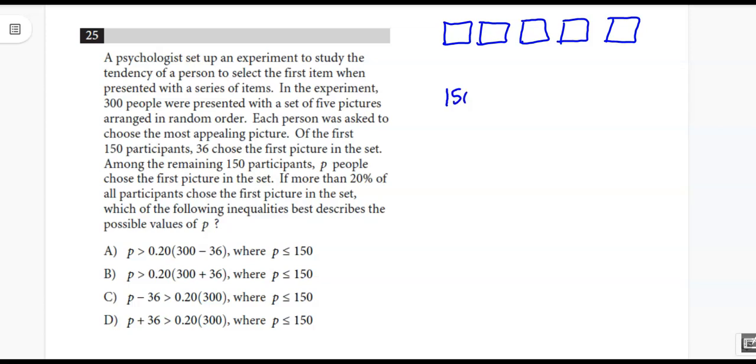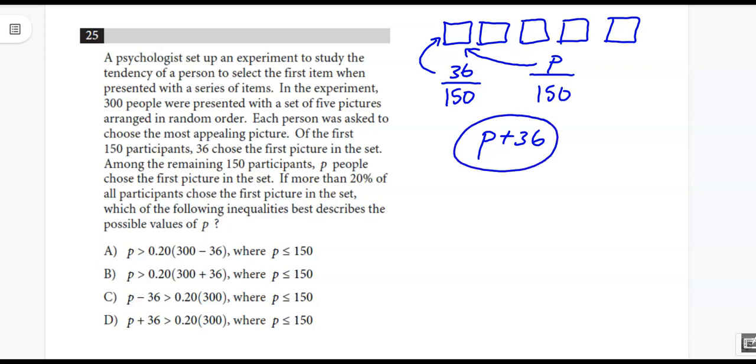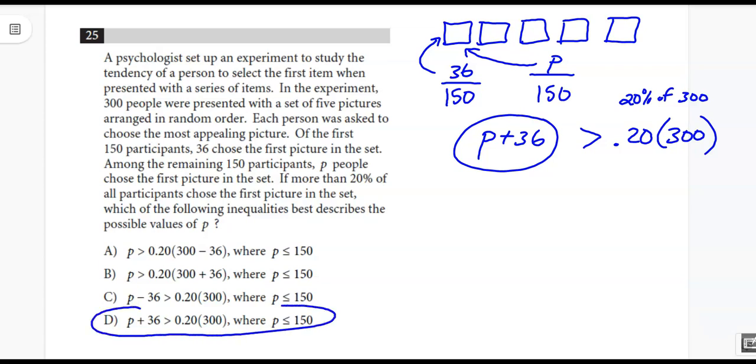Out of the first 150, we had 36 out of 150 chose picture number 1. Then among the remaining 150, so out of the next 150, we had P people chose picture number 1. So our grand total is we have P plus 36 people chose picture number 1. And it says if more than 20% of all the participants chose that. So these people right here are more than 20% of all the participants. So this is just a little short way to find 20% of 300. So looking down here at the bottom, which are the best inequalities? It looks like the correct answer here is going to be D.